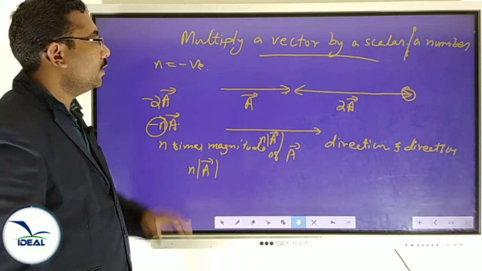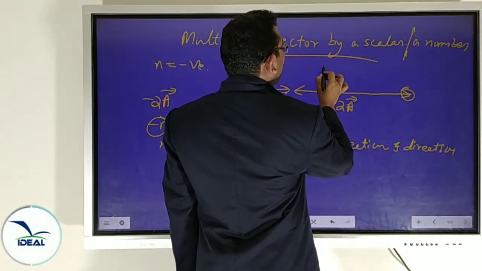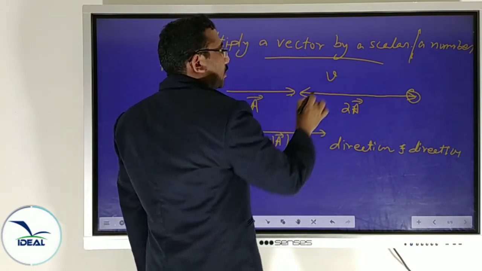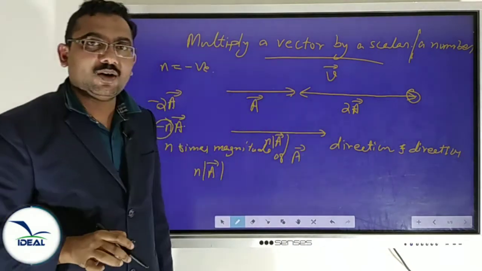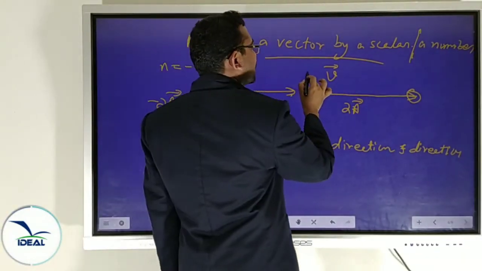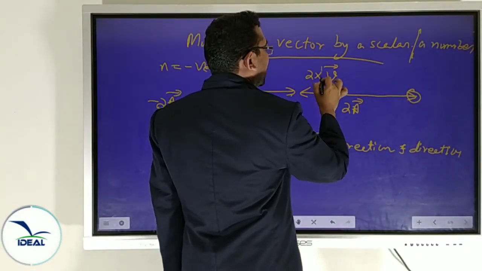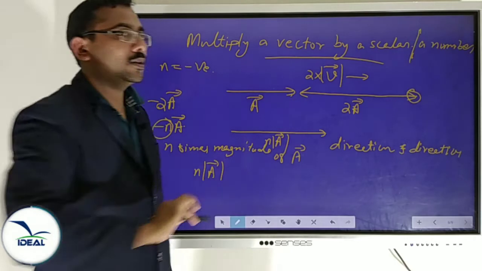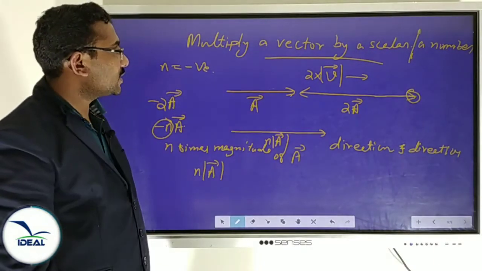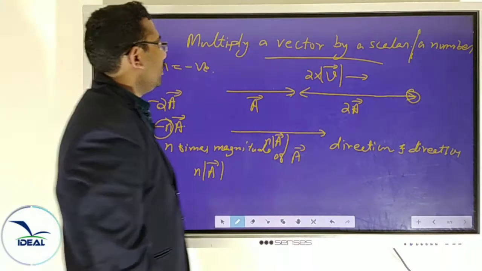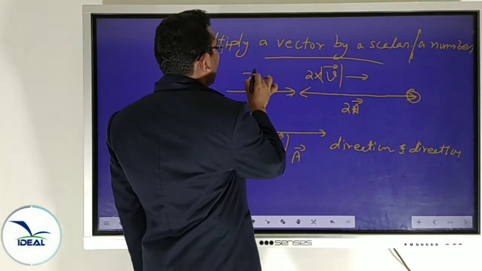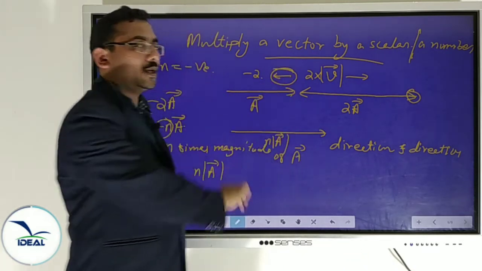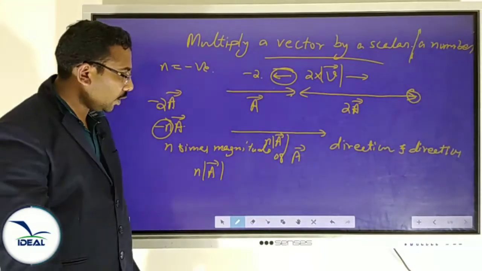Okay. Suppose we have a velocity v. What is the double of the velocity? Just multiply 2 and the magnitude of velocity and put the same direction, we got the resultant velocity vector. If we multiply by minus 2, then the direction changes to opposite. That is the only difference.